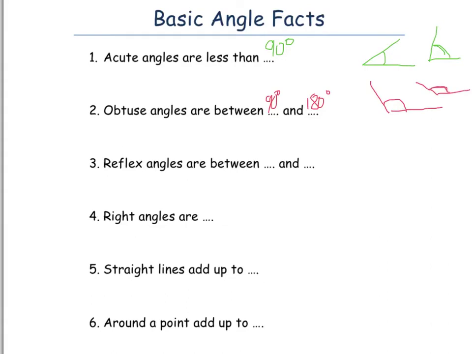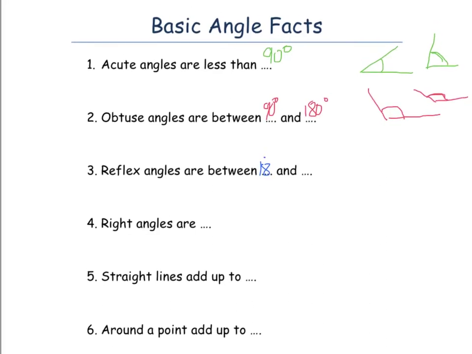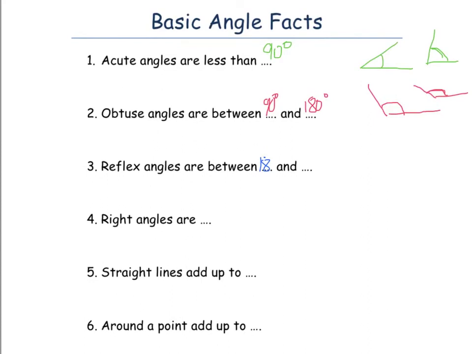And finally, a reflex angle is an angle between 180 degrees and 360 degrees. So these are reflex angles. Now, it's really important to look at where your circle is on your angle, because this one and this one here look very similar. However, the circle on this one goes around the outside, making it a reflex angle, whereas on this one, the circle is on the inside, making it an acute angle. So a reflex angle is between 180 and 360 degrees.